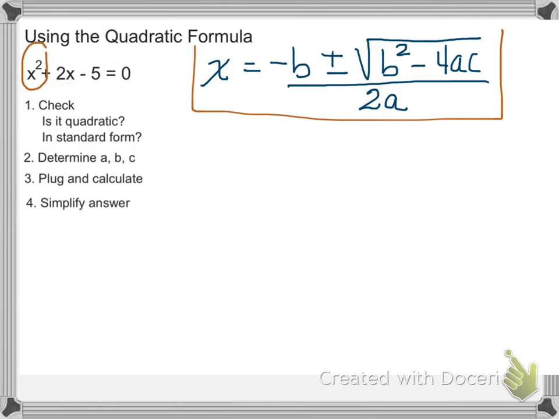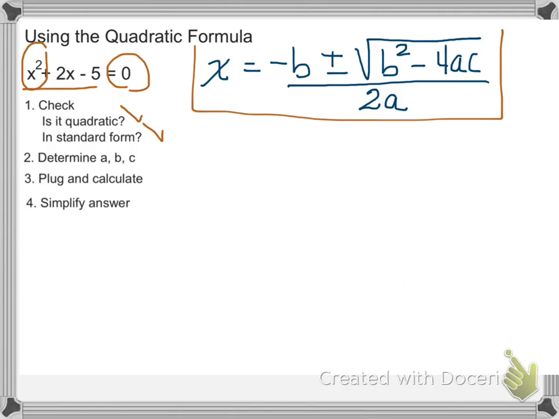So yes, we do. We have an x squared term here, so we've checked that off our list. The second thing is we need to make sure that our quadratic equation is in standard form. If it's not, we can always fix it. That's no problem. But standard form means that you have a 0 on one side of the equation and everything else is on the other side. So those two checks are done.